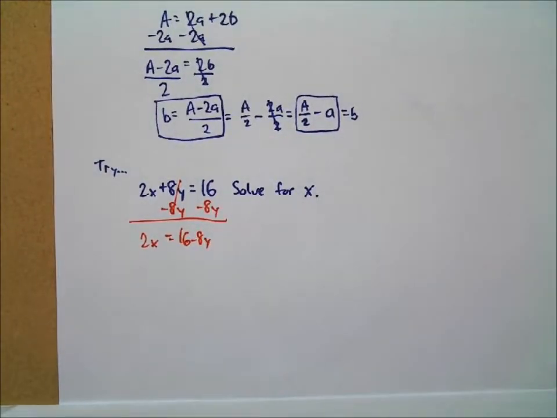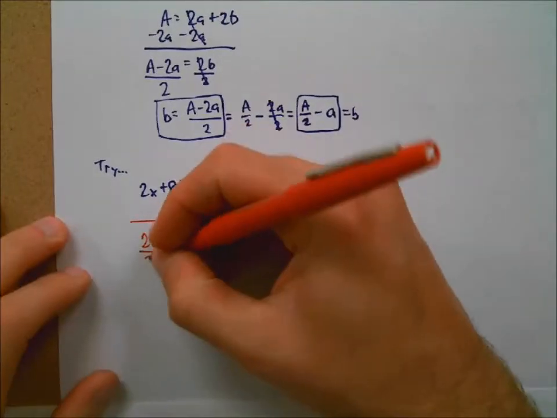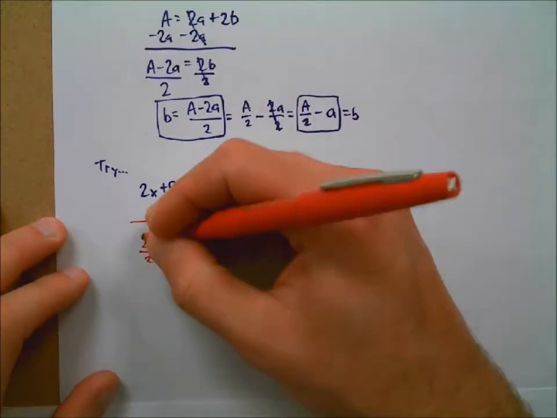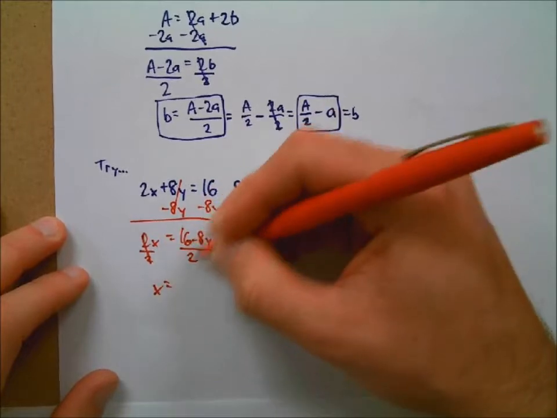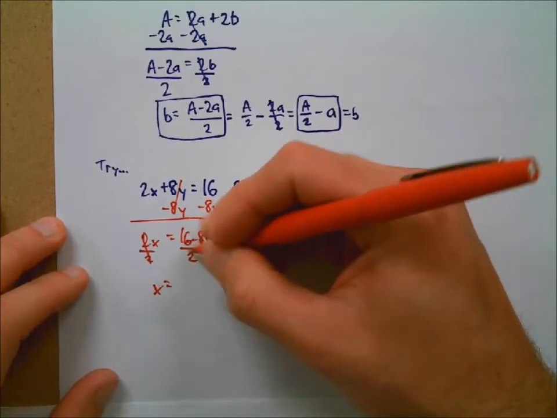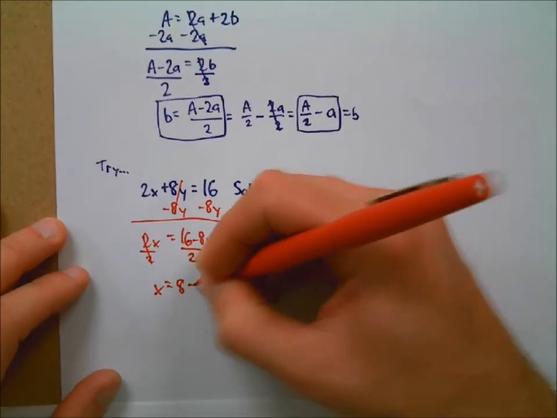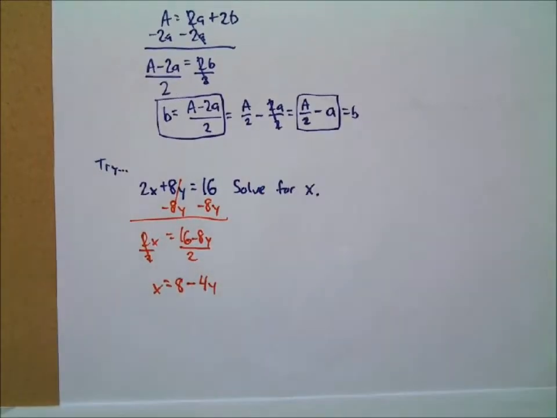All right, so once you did that, Danny, what did you do for the next step here? To get the x by itself, what was the last step? Divided by 2. Very good, sir. Divide by 2. That gets divided by 2, and that gets divided by 2, so both of these numbers are divided by 2 because it's all over 2. And so it's 8 minus 4y, like that, for your final answer.